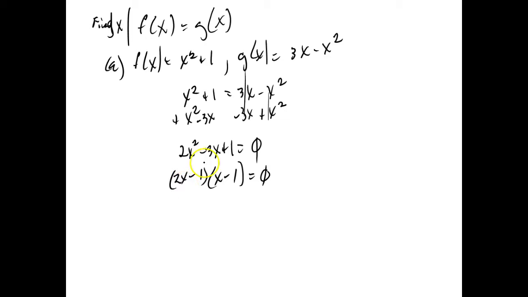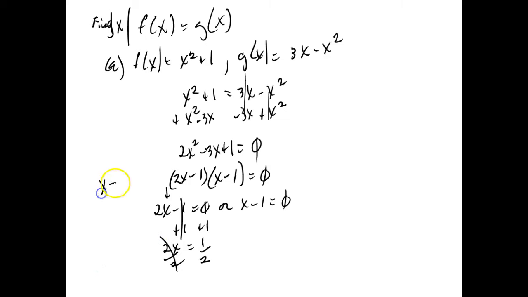Set each of them equal to 0 because you have a product of two entities equals 0. One or the other has to be 0. 2x minus 1 equals 0, or x minus 1 equals 0. Okay? The first one, what do we do? It's now a linear equation. Solve for x. How do we do it? Isolate it. Add 1 to both sides. That gives me 2x equals 1. Divide by 2. And that gives me x equals 1/2.